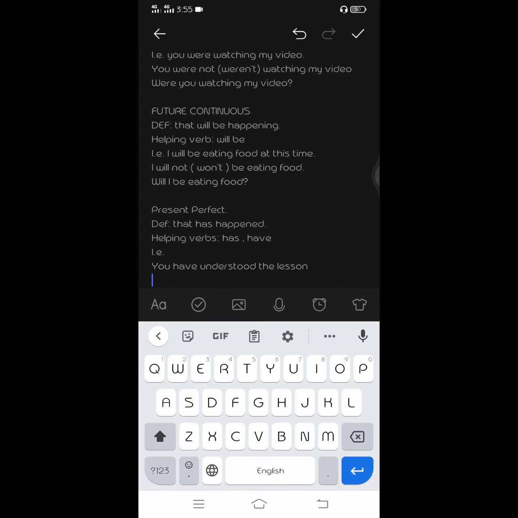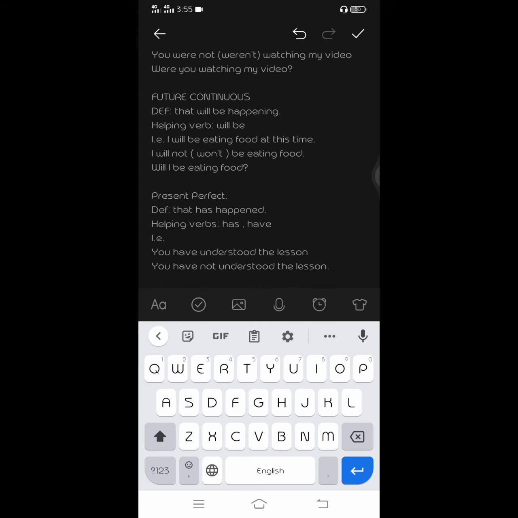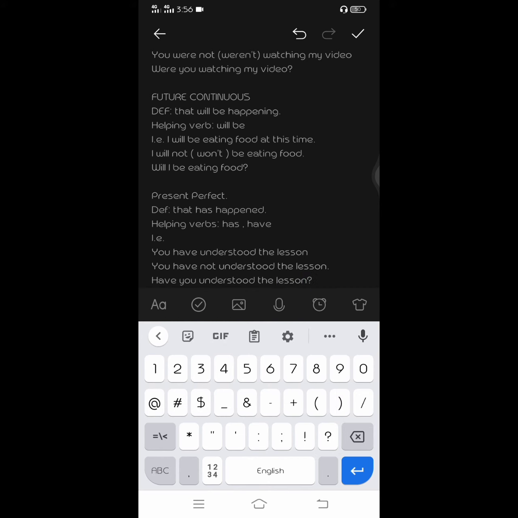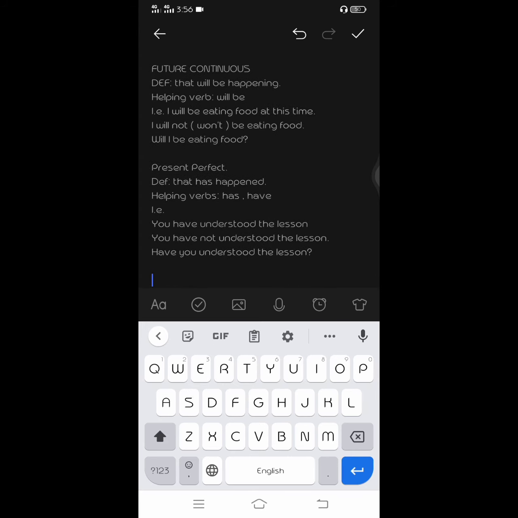In negative, you have not understood the lesson. And when it comes to an interrogative, it's going to be, have you understood the lesson? With a question mark. Don't forget to write a question mark because it is a really important part of the punctuation when it comes to an interrogation. Moving on to a past perfect tense.